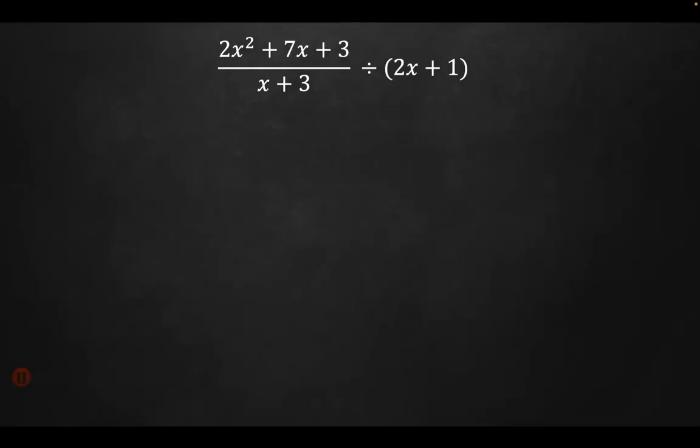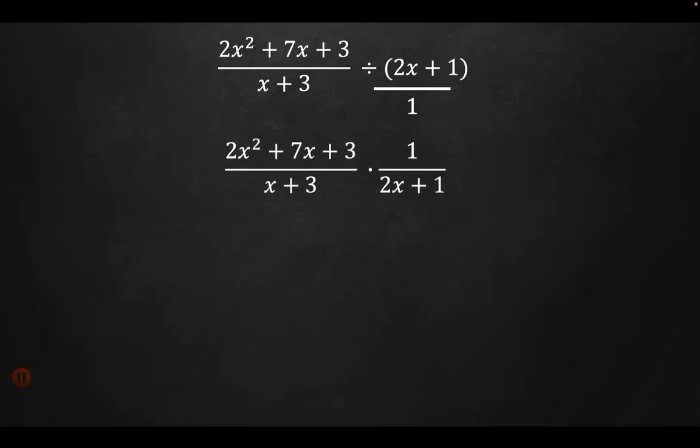Okay, one more question. So now in this question, still division of two rational expressions. Now remember that 2x plus 1, we can always think about it. There's no denominator, but it's always over 1. Now because it's division, I'm going to keep, change, flip. So keep the first fraction, change to multiplication, and I'm going to flip. So that 1 is now in the numerator, and that 2x plus 1 is in the denominator.